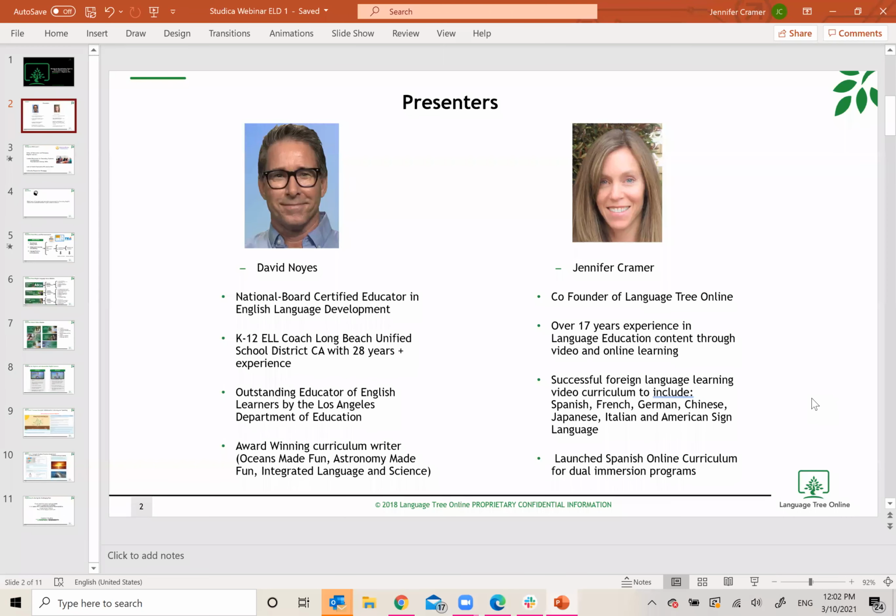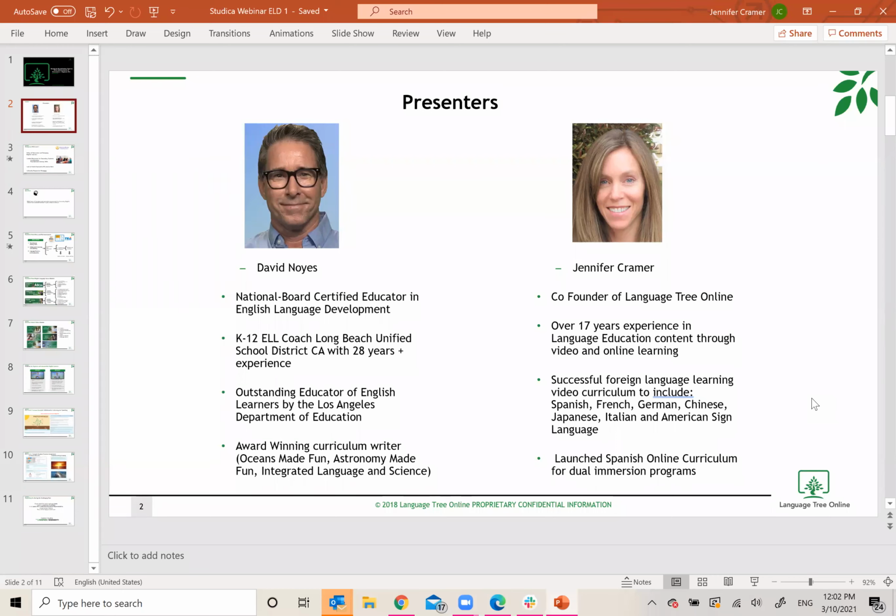Language Tree Online, we've been around for a long time, since 2003, and we've always been very focused on language acquisition. We've spent the past 4 to 5 years solely focused on English language development for secondary students, primarily because we just saw a great need for these students. They have a short ramp before graduation, and our hearts really go out to these students. So we've really just been solely focused on that.